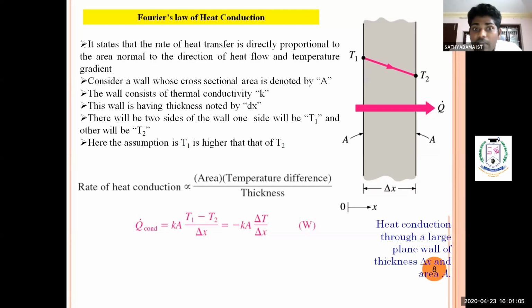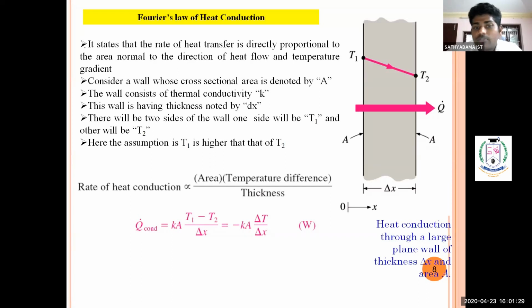The wall has a thermal conductivity K. Thermal conductivity means how much it will conduct the heat. It is denoted by capital letter K. Now this wall has a thickness denoted by dx or del x. I have mentioned del x here, so that is the wall thickness.